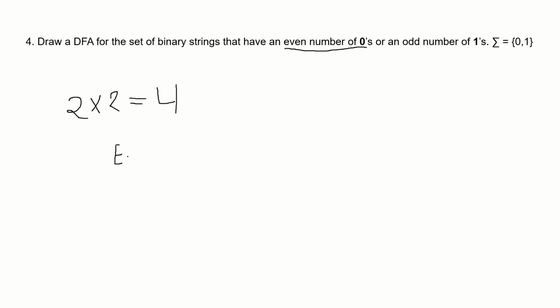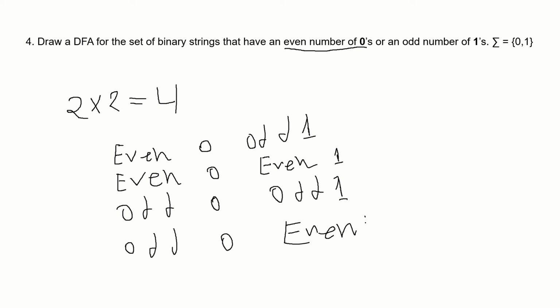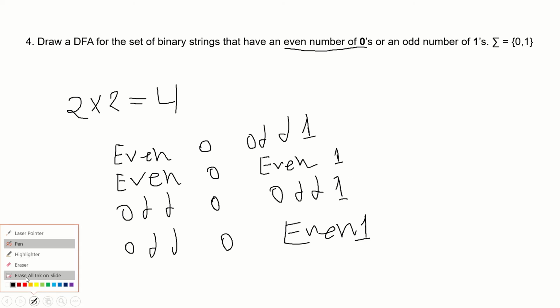One is even number of 0, odd 1, then even 0, even 1, and similarly odd 0, odd 1 and odd 0, even 1, right? So these are the 4 possible options. So let's design the DFA.